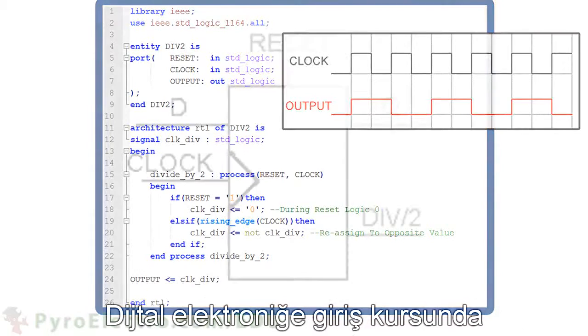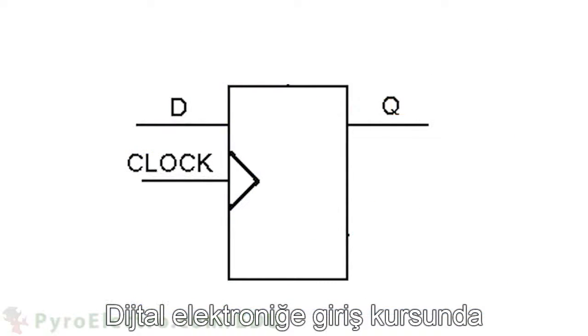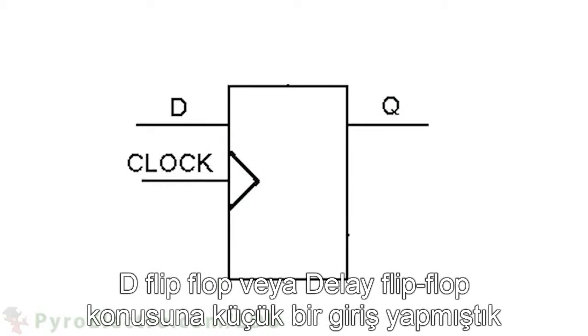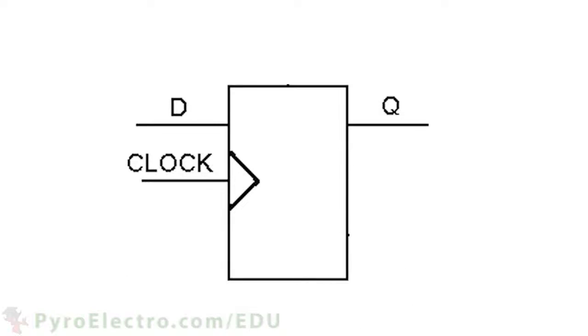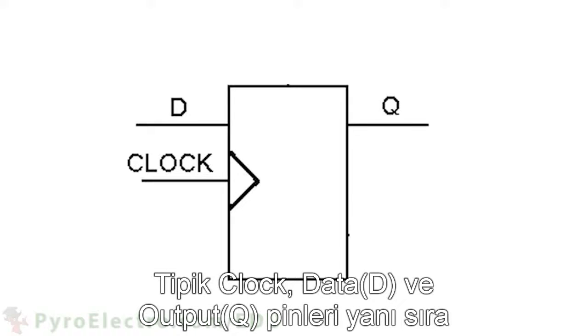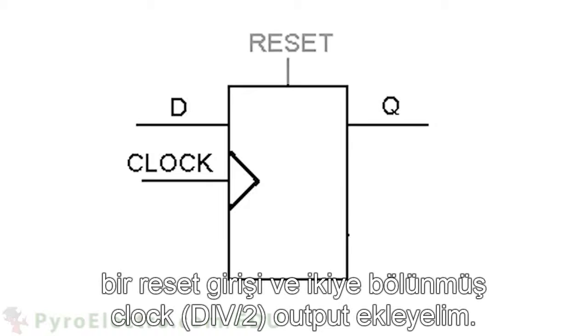In the Introduction to Digital Electronics course, we were introduced to delay flip-flops or D flip-flops for short. For this lesson's experiment, let's build a custom D flip-flop in a CPLD. In addition to the typical clock, data, and output Q pins, let's add a reset input and a clock divide by 2 output.